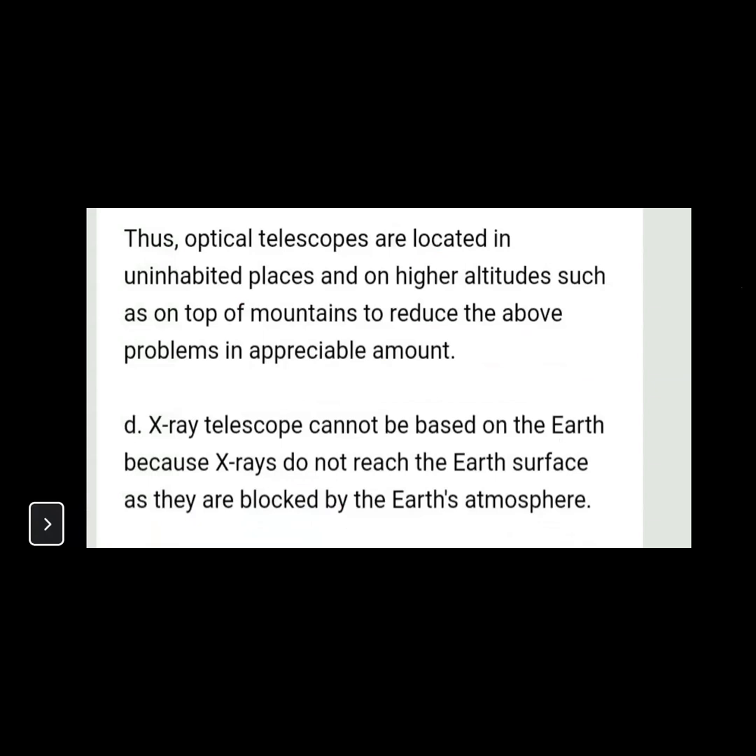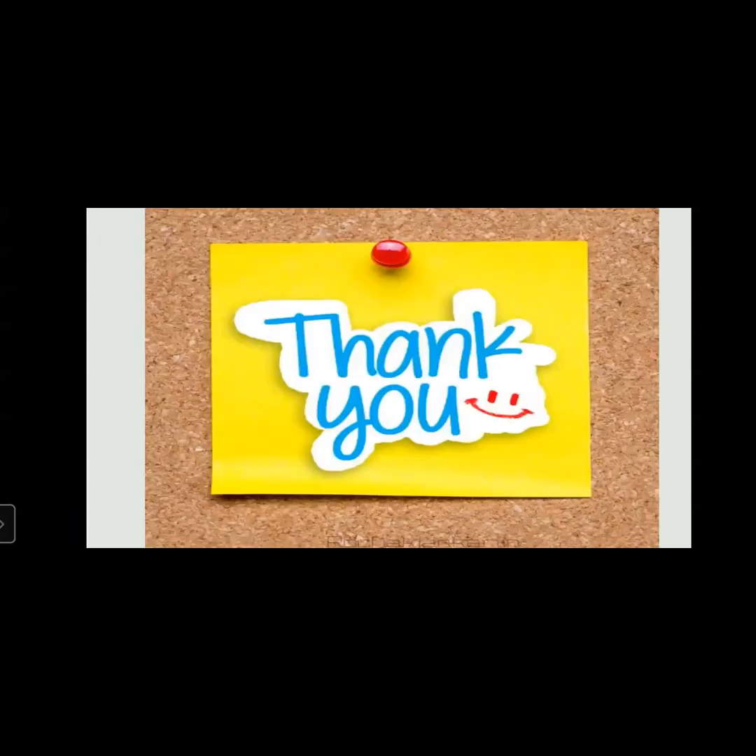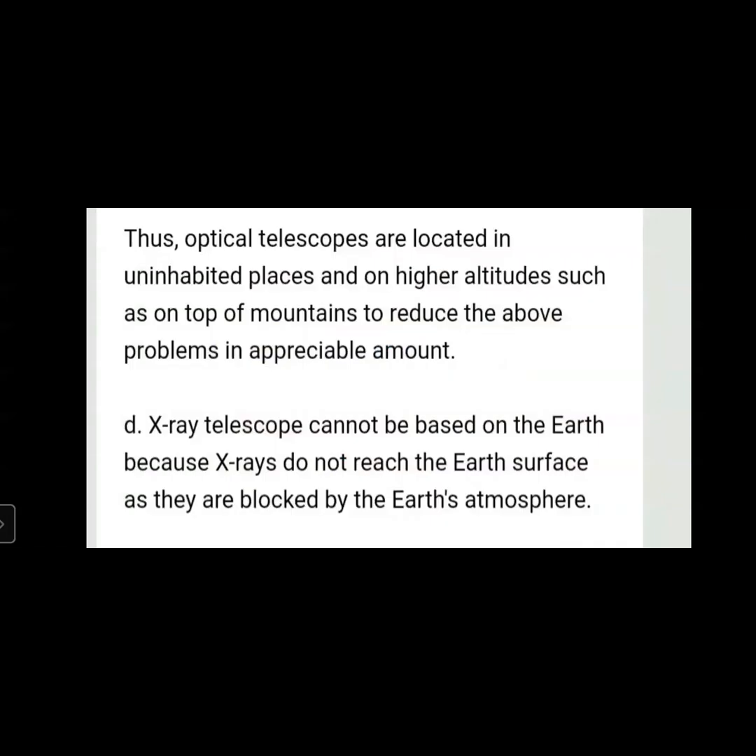Thus, the telescopes are located in uninhabited places, so you have to write, at a higher altitude, such as on top of mountains, to reduce the above problems in appreciable amount. Then the next question is, why can an X-ray telescope not be based on the Earth? Why should X-ray telescopes not be based on the Earth?